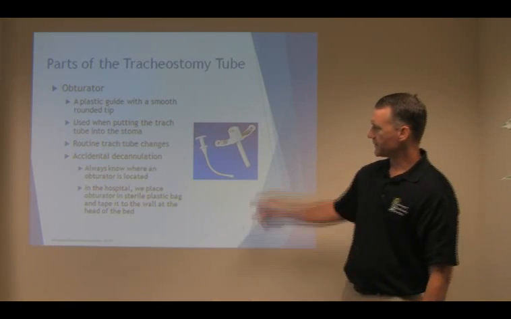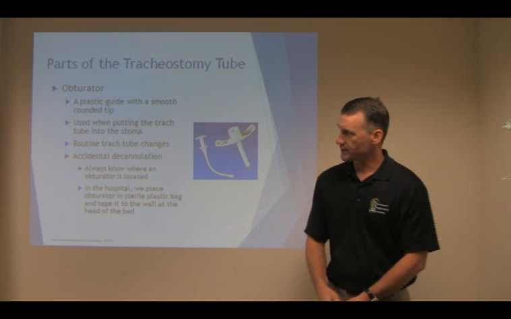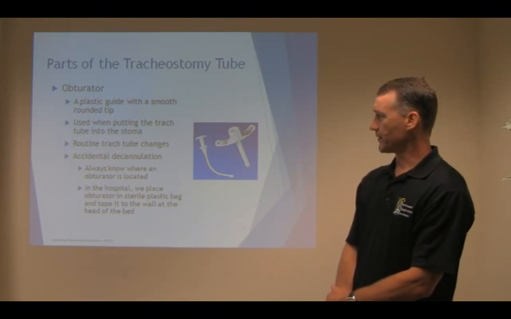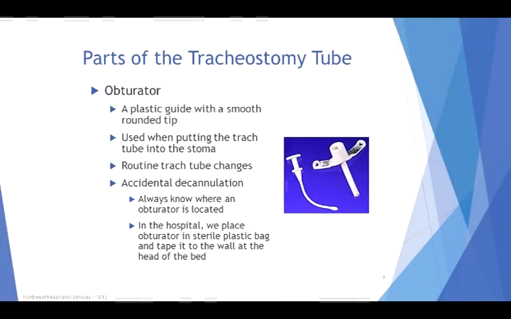If we look at the edges of the trach tube, they are kind of rough. Some of our trach tubes are harder plastics, which, if inserted without the obturator, can cause mucosal damage. It's also used for routine trach changes. In case of accidental decannulation, we need to have the obturator always handy so we can get that tube back in place.